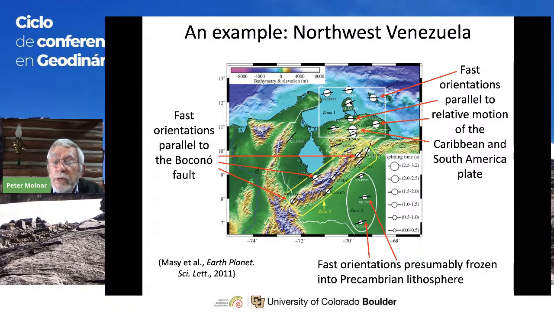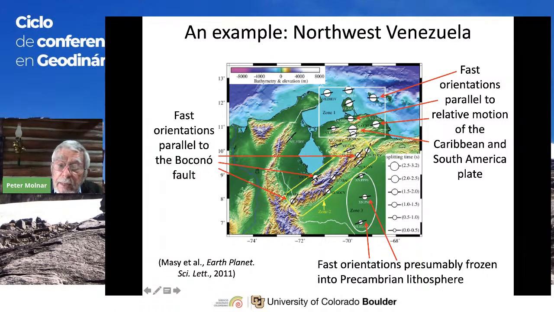up in this region where you're near the boundary between the Caribbean plate, which moves eastward relative to South America, the lines are showing you the orientation of the faster of the quasi-S waves, the earlier arriving ones. So this is the orientation of anisotropy, if you like. And it's parallel to the plate motion, as one would expect with large strain.